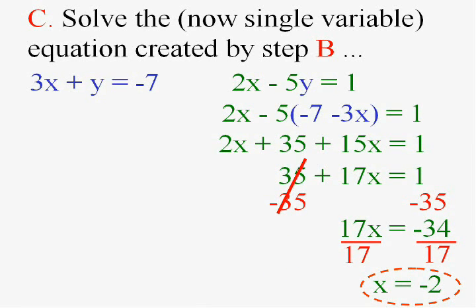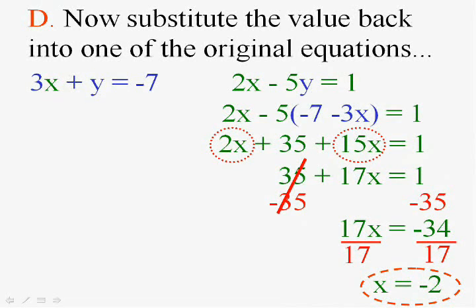Is that your final answer? Now remember, I'm looking for a point of intersection. A point has an x and a y. So I still have to find the y. But I do have some added information here. I know what x is. Now I'm going to take that added information, that x equals negative 2, and I'm going to substitute that value back into either one of the original equations. I'm going to substitute it into the 3x plus y equals negative 7 because that looks easier to me. But you could substitute it into either one.